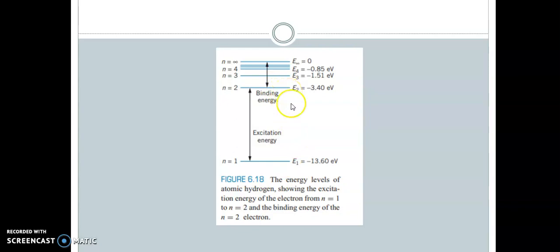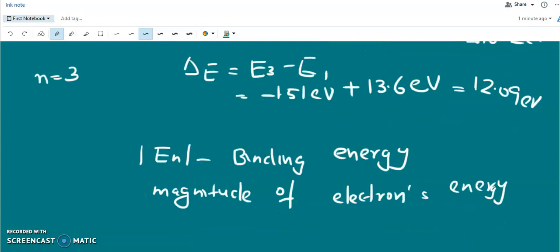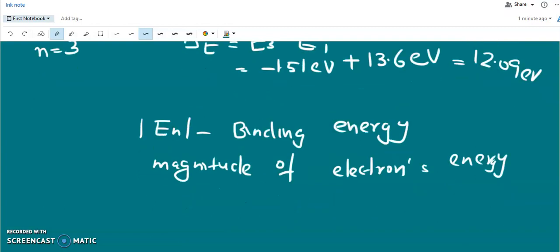Now we have another quantity called binding energy, which is nothing but the magnitude of the electron's energy, that is modulus En. So binding energy is the magnitude of the electron's energy, which is modulus En. For example, for the electron in the ground state, the binding energy is modulus E1.